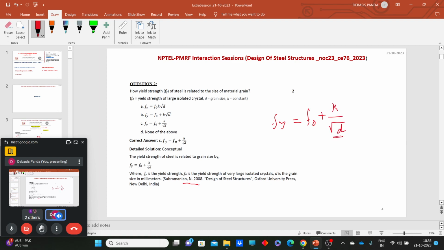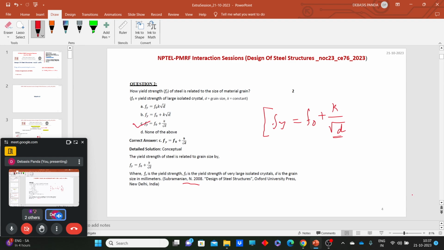And here that D, you need to put it in millimeter. So try to remember that formula also. If the question comes, then you can attend it. So C will be the correct answer. So let's move to the next question.